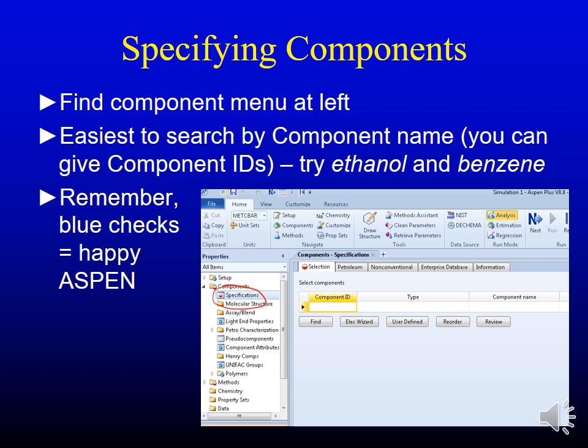Also remember that as you're going along, Aspen gives you hints about what it wants next. So when you see blue checks like you have here, because this actually isn't a relevant property, that means that Aspen is happy and ready to continue.